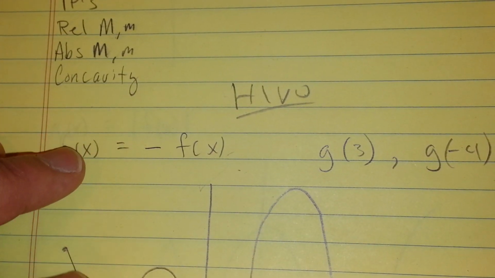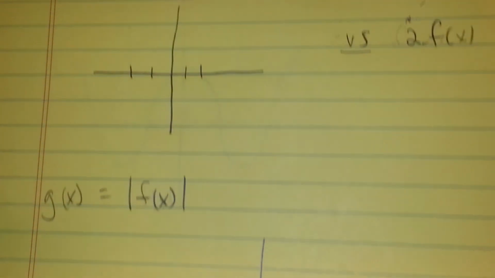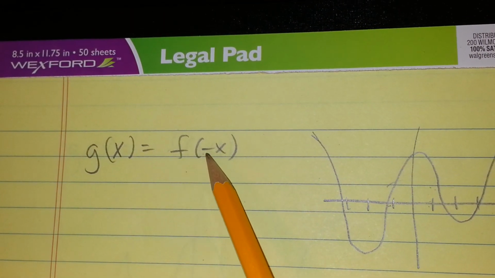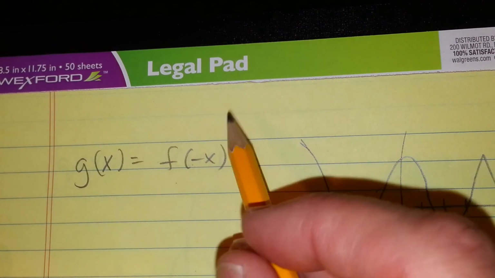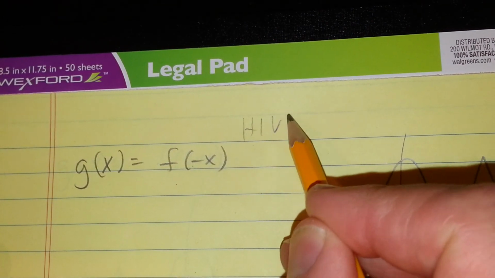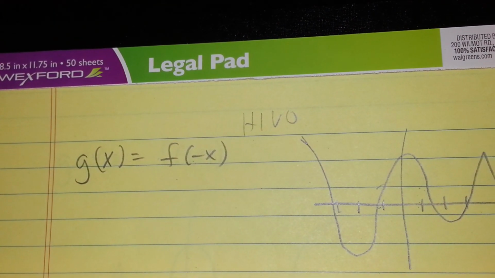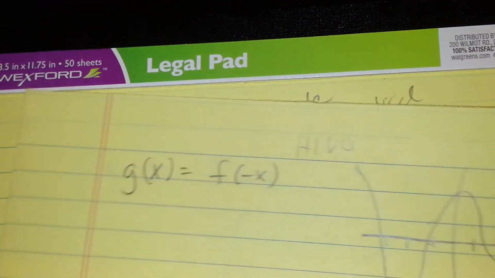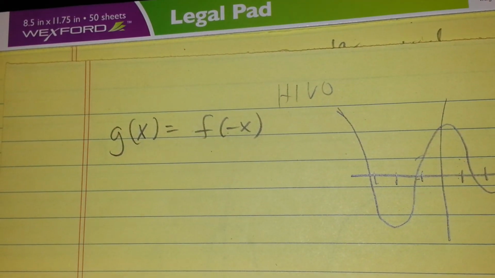All right? Let's look at now f of negative x, where the negative is inside the parentheses. Horizontal input, HIVO. This is going to be a horizontal component, flipping my hand here, flipping. Okay, I'm affecting the input.